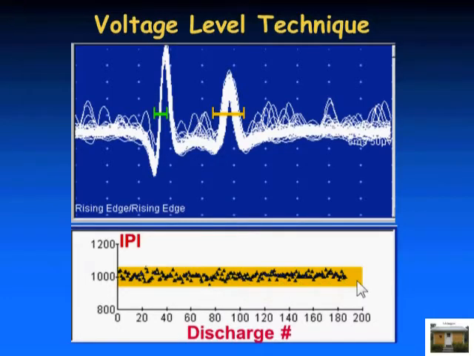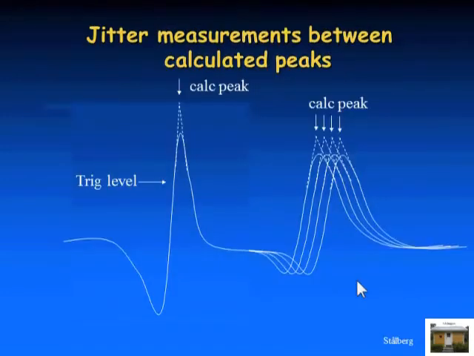These intervals do vary a little bit in their timing. This is not a flat line. And this variability in this bottom plot is the neuromuscular jitter. The technique that uses the peak amplitude to measure the timing is diagrammed here. First of all, the pair of potentials is acquired by setting a trigger level.